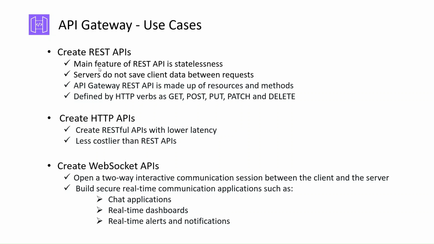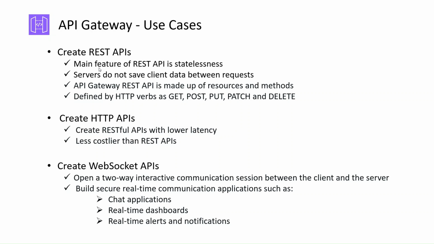Next, create HTTP APIs. Using API Gateway, we can create HTTP APIs. HTTP APIs enable us to create RESTful APIs with lower latency and lower cost than REST APIs. We can use HTTP APIs to send requests to AWS Lambda functions or to any publicly routable HTTP endpoint. Also, the HTTP APIs have fewer features in comparison to REST APIs.